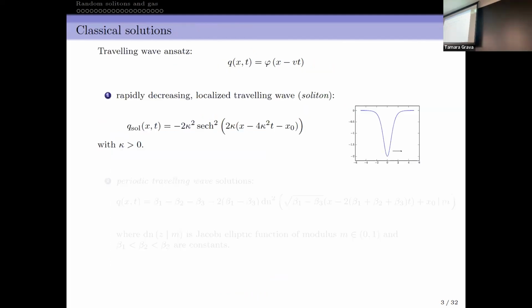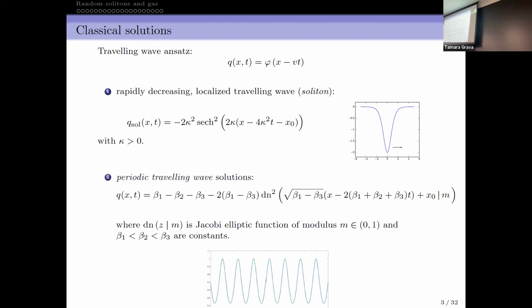So what is a soliton in this case? We have a nonlinear PDE, and we do a classical traveling wave solution ansatz. We require that the solution depends only on one variable, which is x minus ct. You plug this into your equation, and you have two types of solution. One is localized, and is called a soliton. And one is periodic. And it's still a traveling wave because, again, the solution is given by one function of one variable, x minus the velocity times t.